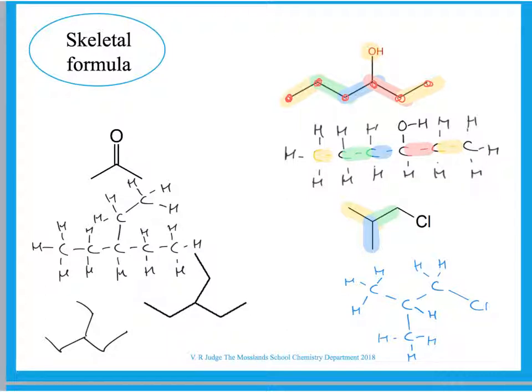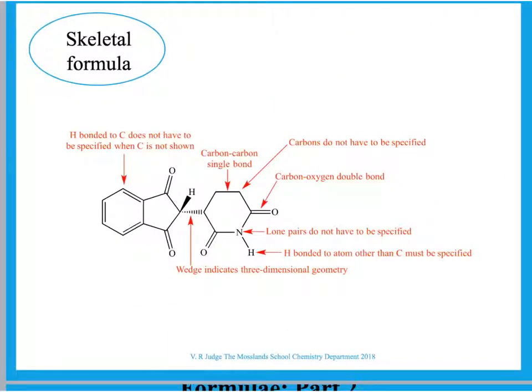So I've got a few little rules just to help you out. So when you're looking at something skeletal, first of all, hydrogen, when bonded to carbon, does not have to be shown when the carbon isn't shown. So no hydrogens here, but there are hydrogens there, they're just not drawn in. Okay, so a line represents a carbon-carbon single bond. A double line represents a double bond. So this is a carbon-oxygen double bond, and you'll get carbon-carbon double bonds and other things like that. You get nitrogen double bonds and stuff.